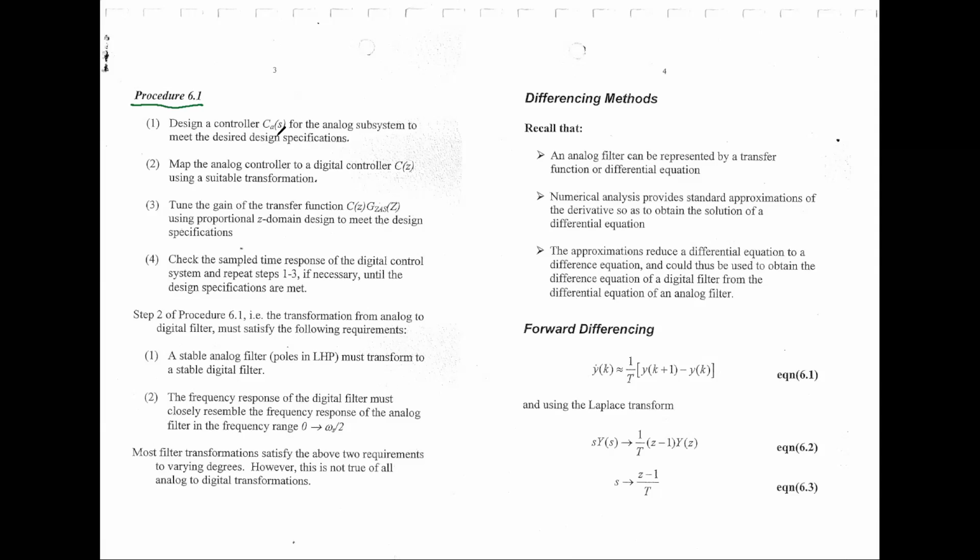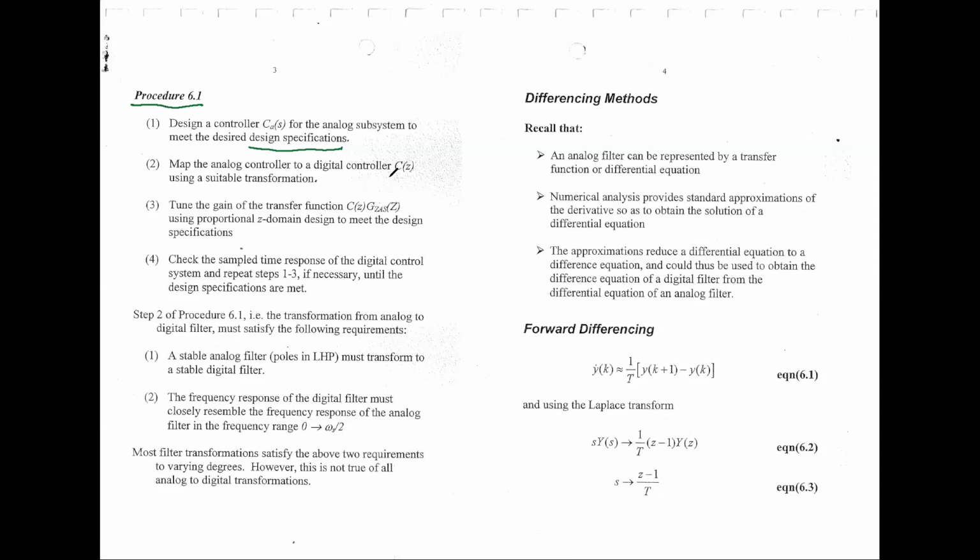So C of S, the analog controller in terms of S, for the analog subsystem to meet the desired design specifications. There are various techniques you can use, like a continuous P controller, PID controller, or PI controller, or many other techniques, like root locus techniques or pole placement techniques, to come up with a controller with the desired closed loop poles. You can also use various other control design methods in the continuous domain that you have previously learned.